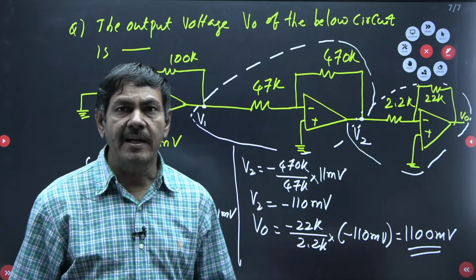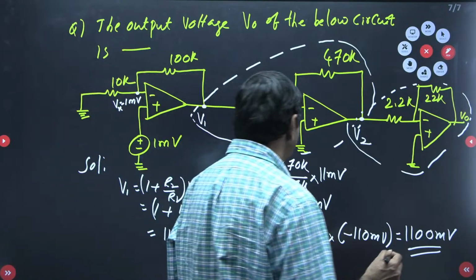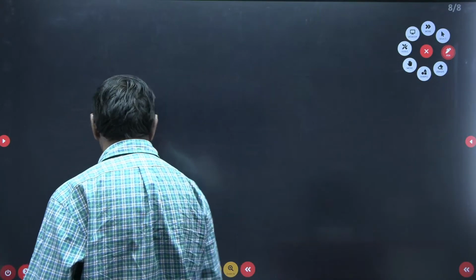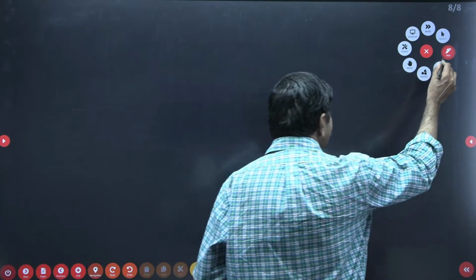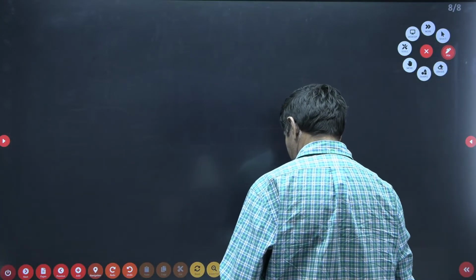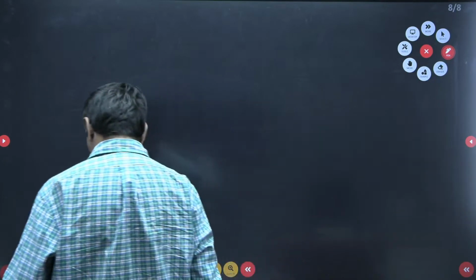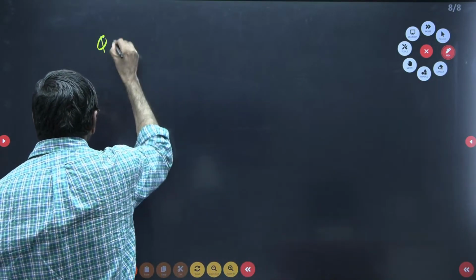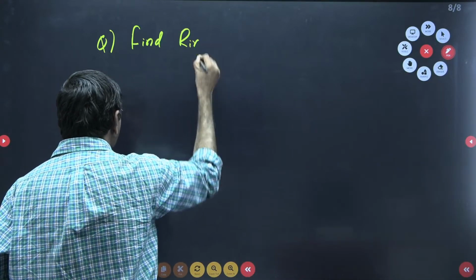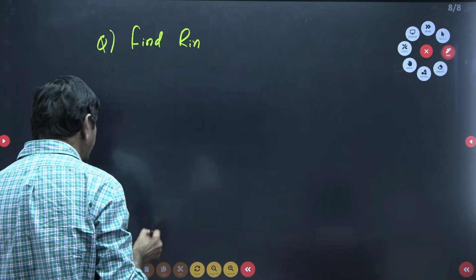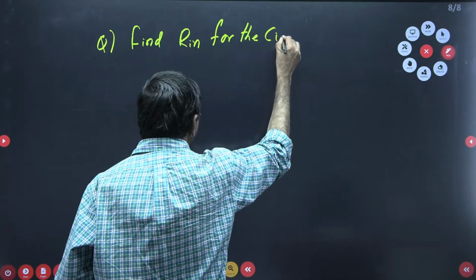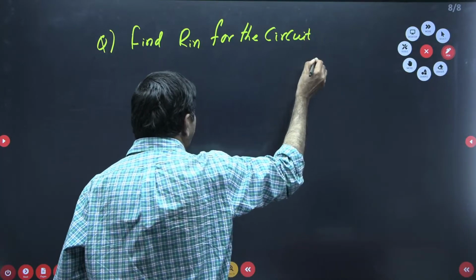But to find the input resistance, I will do a certain number of problems. You will understand clearly now. To find the input resistance, I wish to give certain questions now. The starting problem will be somewhat easier. Slowly, I will make it complicated. Understand? Find Rin, the input resistance, I want. For the circuit given.